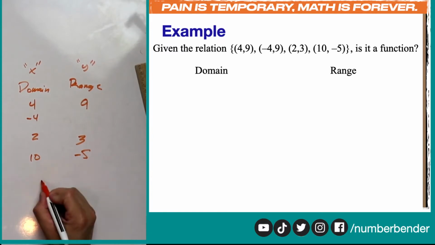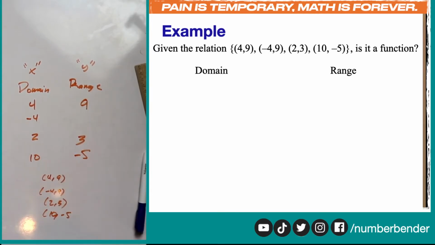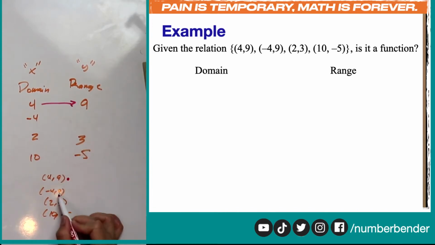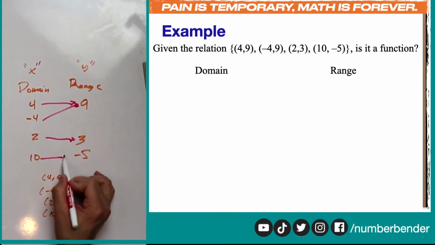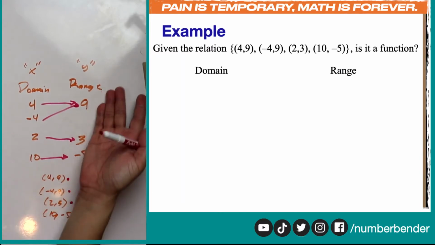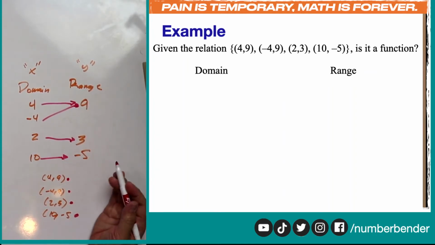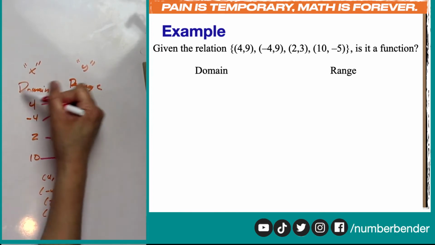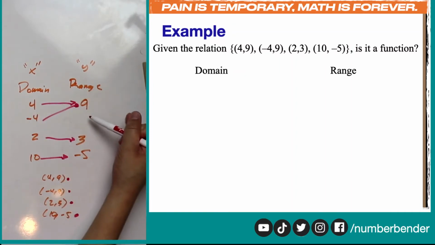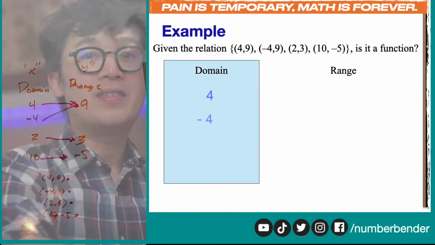And going back to our relationship, we have (4, 9), (-4, 9), (2, 3), and (10, -5). If we map it to our domain and range columns, 4 is to 9, -4 is to 9, 2 is to 3, and 10 is to -5. And we are seeing that we are only mapping one x variable to one y variable. So even though 9 is mapped to two of your x's, this is still considered to be a function because the basic premise is that one value of our domain should be mapped to only one value of your range for it to be a function. So when this situation happens, we know that this is still considered to be a function.